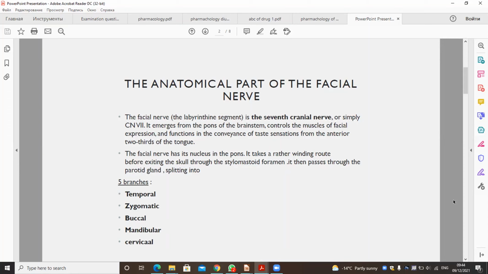stylomastoid foramen. It passes through the parotid gland, splitting into 5 branches. We have temporal, zygomatic, buccal, mandibular, and cervical.